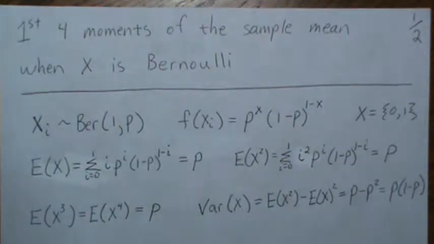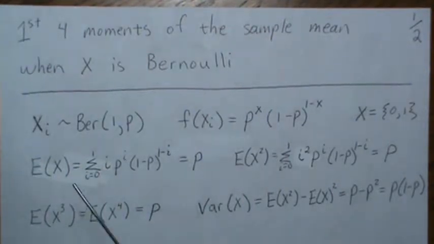In this video, we're going to calculate the first four moments of the sample mean when x is a Bernoulli random variable. And we're also going to calculate the third central moment when x is a Bernoulli. The reason we're doing this is because I'm going to use this in my next video, on approximating functions of the sample mean, moments of functions of the sample mean. But let's start this one.